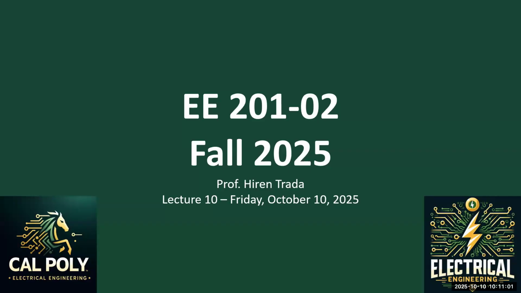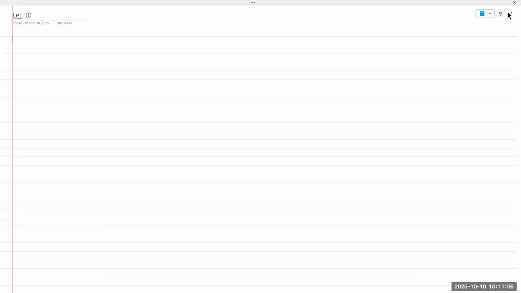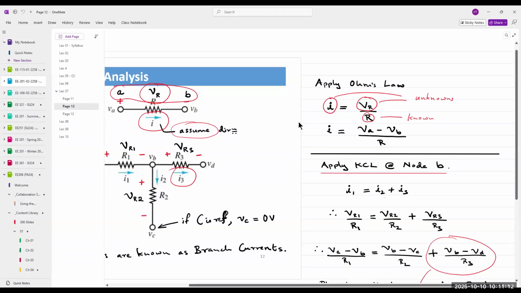So, node voltage analysis, the recap: we apply KCL to write our initial equation in terms of the branch currents, and then Ohm's law to express each branch current in terms of the resistor voltage. And then finally, we express each resistor voltage as the difference of the two node voltages.